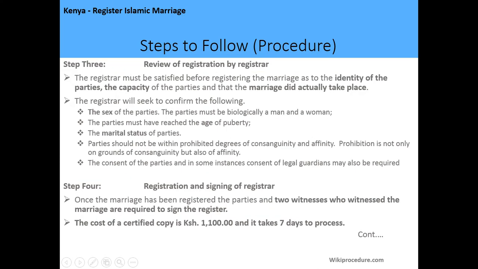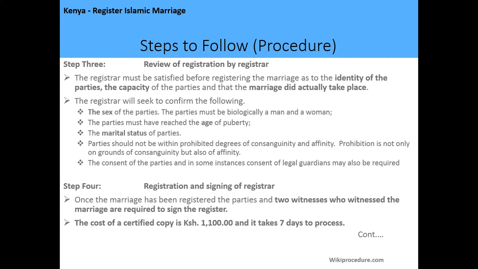The third step is the review of registration by the registrar. So the registrar must be satisfied before registering the marriage as to the identity of the parties and the capacity of the parties to get married, and will also verify if the marriage did actually take place.